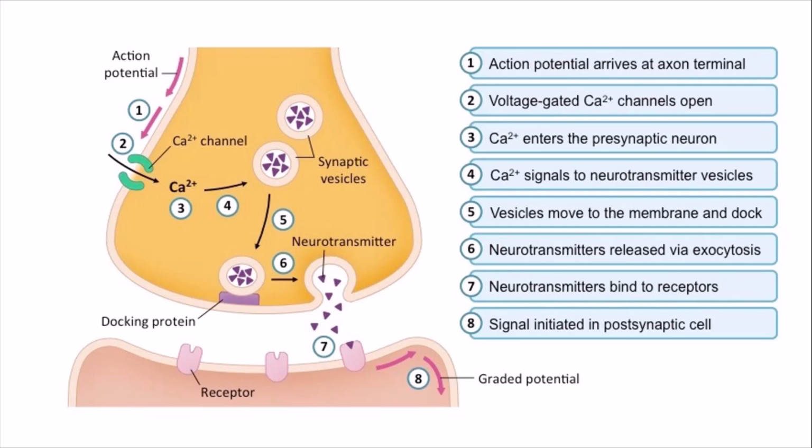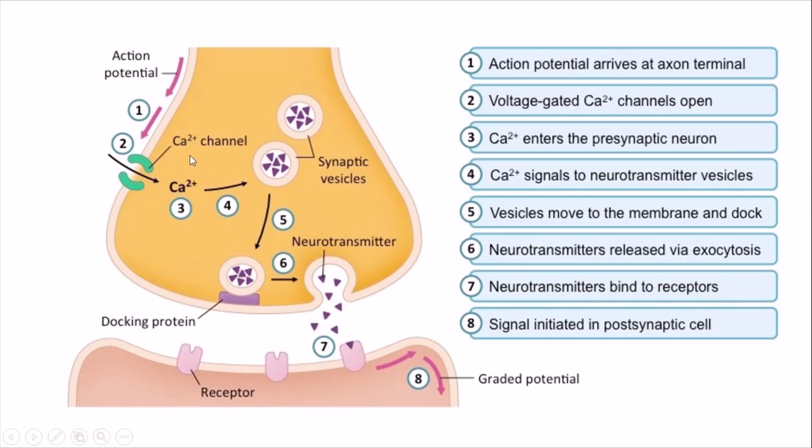For the message to be transmitted from the presynaptic to the postsynaptic neuron, first of all, the action potential must arrive at the axon terminal. Here it is, step number 1. The next step, voltage-gated Ca2+ channels open. So here we have how calcium actually enters.